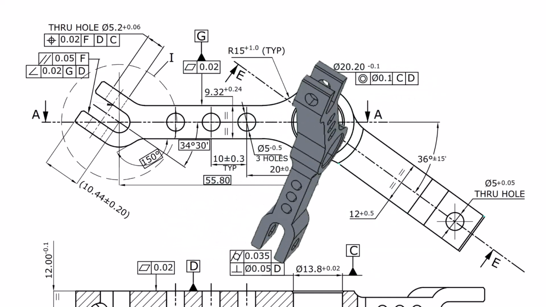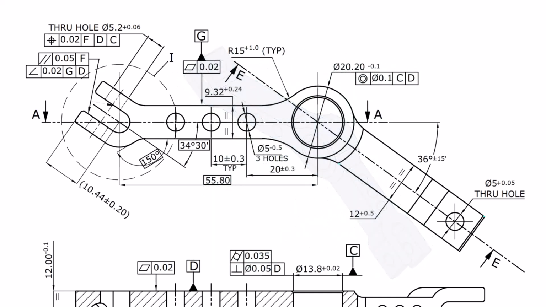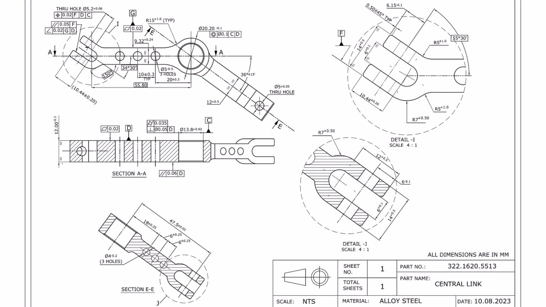Now you may ask, if this view already shows the component, why do we need so many other views? That's a very logical question. Let's imagine you are holding this component in your hand. If I ask you to describe it using only one photograph, can you show every surface? Can you show every internal hole or hidden pockets? Of course not. One photograph cannot describe a three-dimensional object completely.